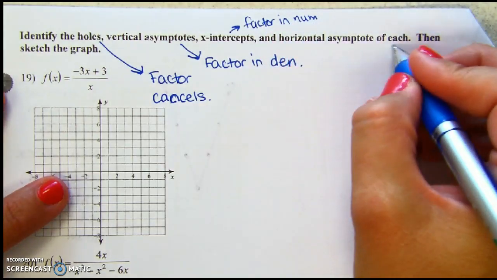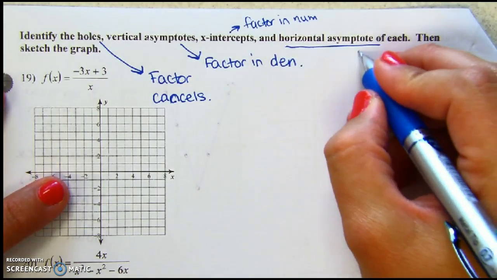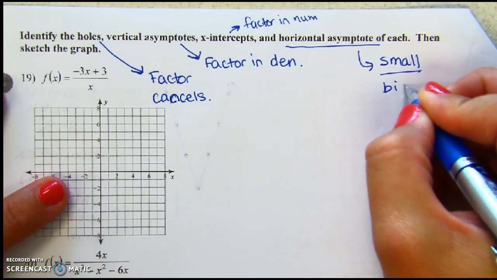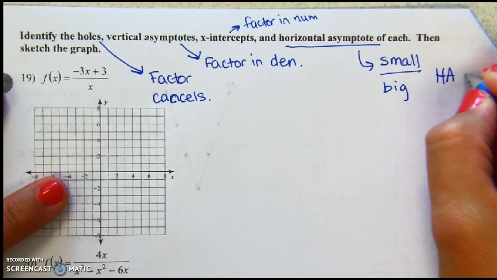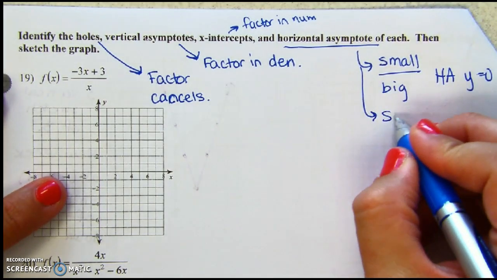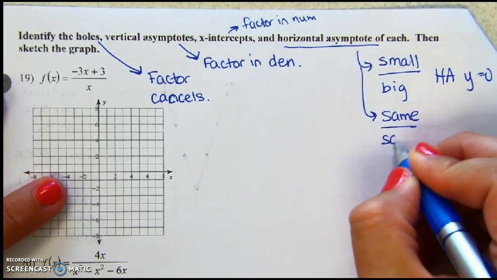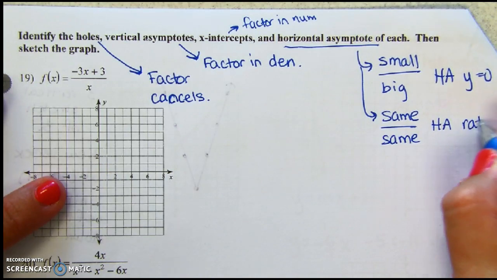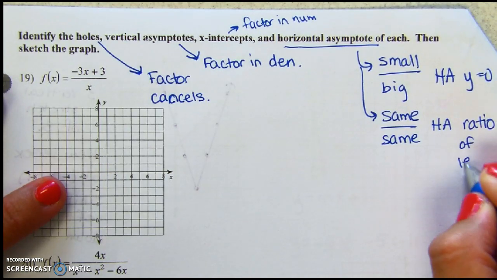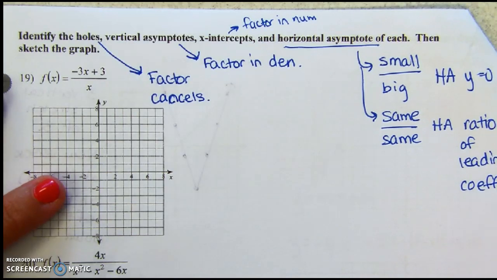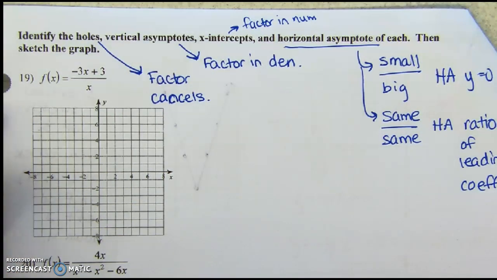And then the horizontal asymptote. Ready? If you have small over big, do you remember this? The horizontal asymptote is equal to 0. If you have same over same, the horizontal asymptote is the ratio of leading coefficients. And I'm not sure if we have a big over small. It's infinity. Big, no. Okay.